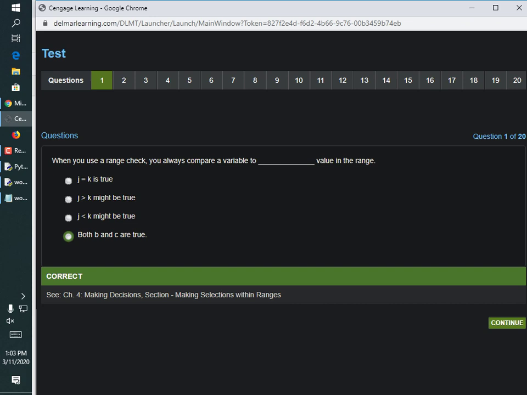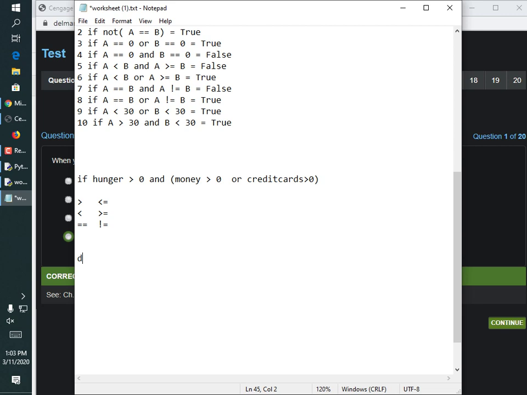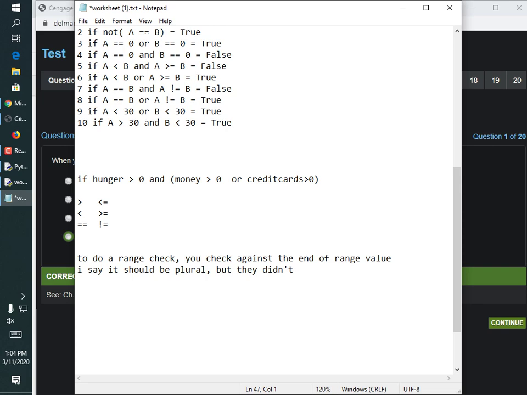Alrighty. Okay. That's a really poorly written question, in my mind, because I'm way smarter than they are. That's why I don't make as much money as they do. So, to do a range check, according to them, you check against the end of range value. Now, to me, it should say values, right? It should be plural. I say it should be plural. They didn't. That was my question one.